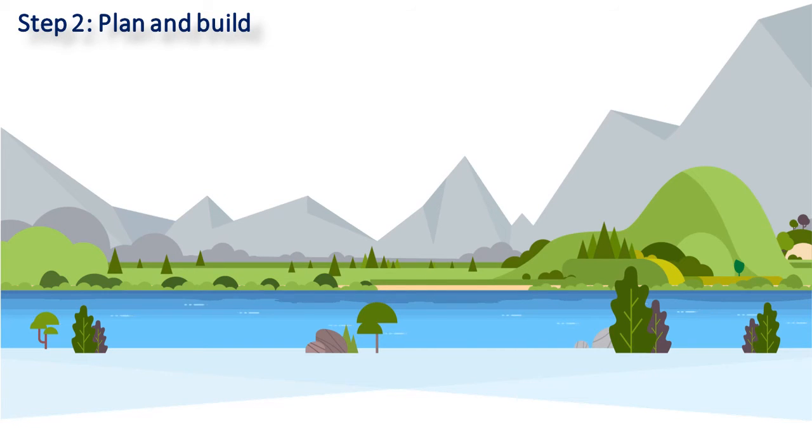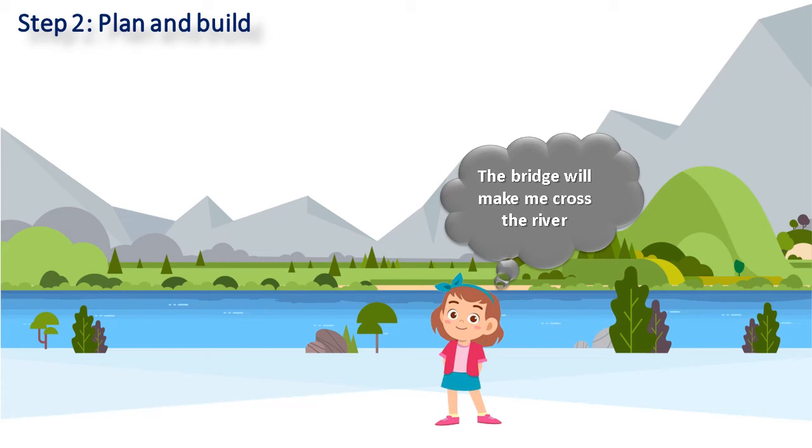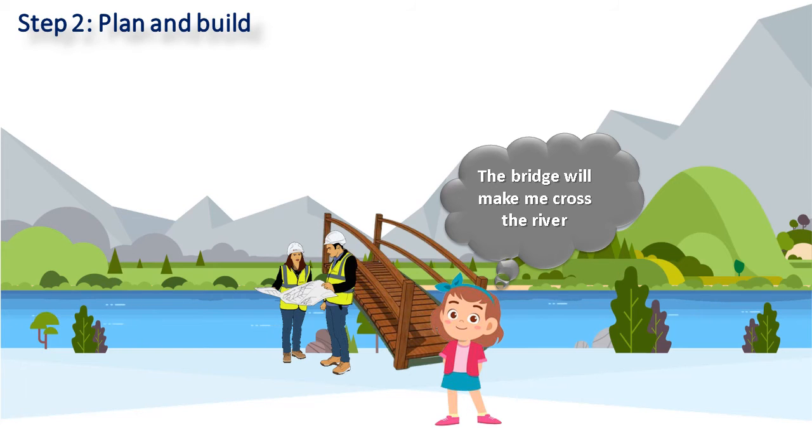Step 2. Plan and build. Engineers have to plan and build a design which will help this little girl solve her problem. And in this case, engineers have built a bridge which will help this little girl cross the river.